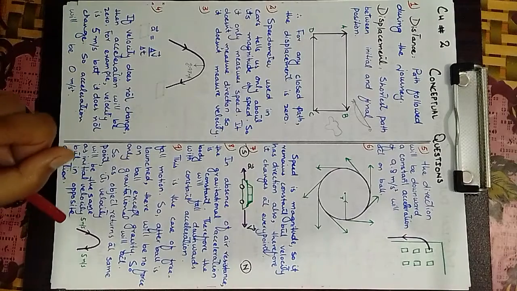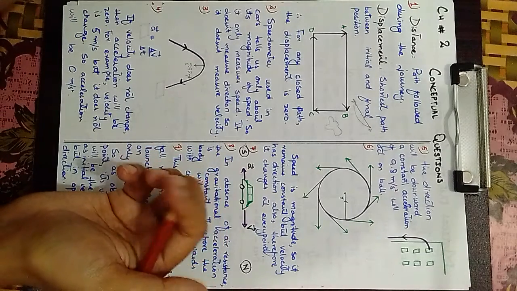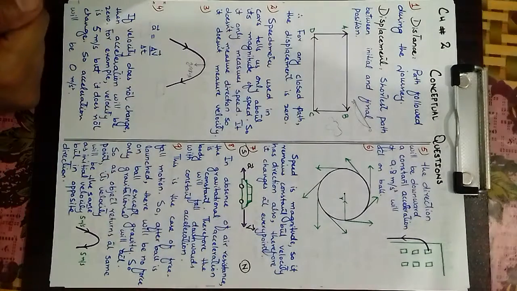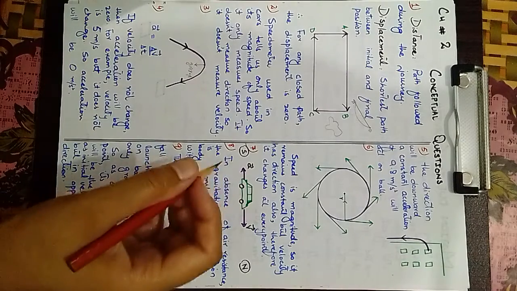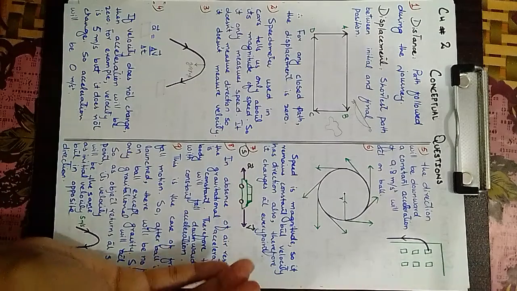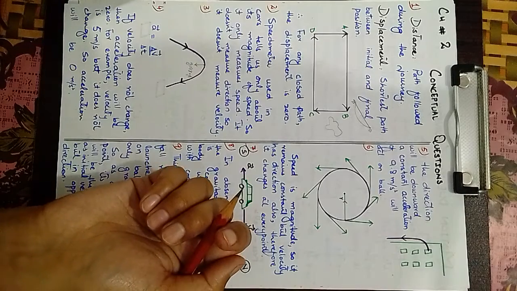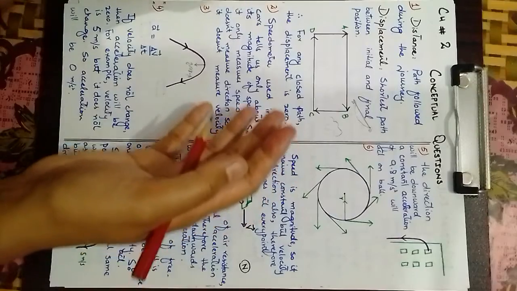Question number 4 says that can an object have zero acceleration and non-zero velocity at the same time? Give examples. So of course it can have zero acceleration and non-zero velocity, because velocity is just the rate of change of position, how much we change the position of a body with respect to some time. But acceleration is the rate of change of velocity with respect to time.